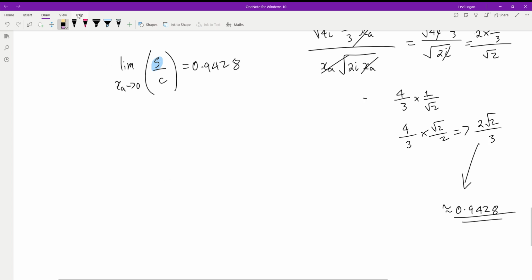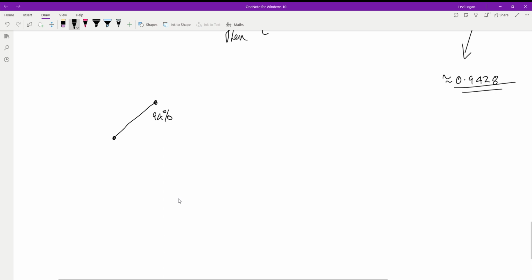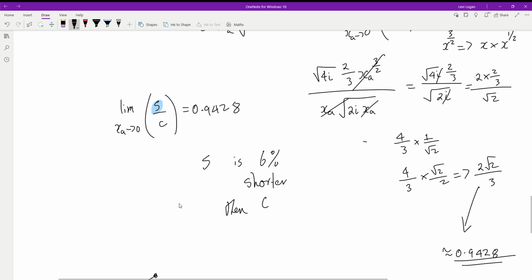So what this basically means is, minus that from 1. This means that pretty much S is 6% shorter than C. So this means if you're traveling along a straight line, when you're 94% of the way there, on this complex curve, you've already made it to your point here. So basically, in order for that to be true, it's covered a small distance in no amount of time, and hence the curved arc is pretty much wormholed.